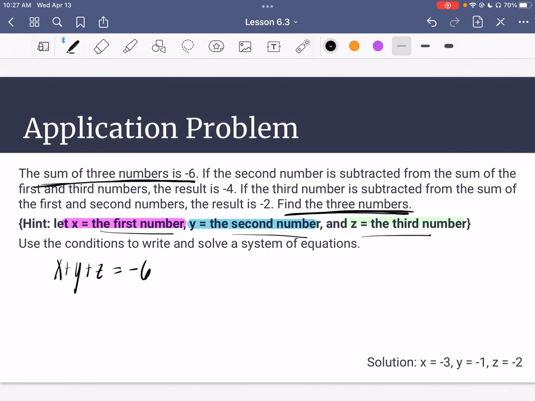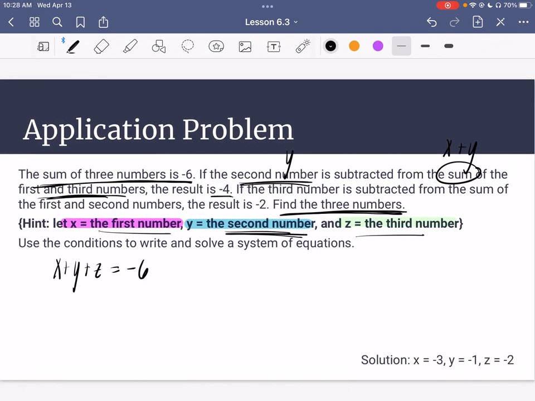The second statement tells us if the second number, so y, is subtracted from the sum, so addition, of the first and third number, so first and third would be x and z, then the result is -4. Okay, so that means we take x plus z, first and third, then we subtract the second number y from it, and we get -4. That's going to be our second equation.